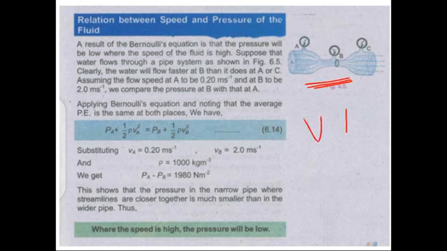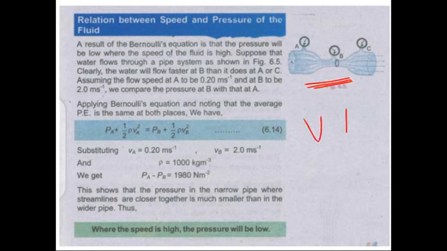So this principle is used in our carburetor duct. We will discuss it in the next application, the Venturi duct. In this relation between speed and pressure, always remember, where the speed is high, the pressure will be low, as explained in this diagram.